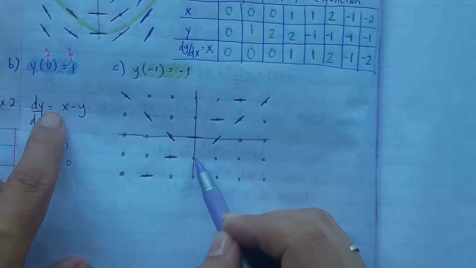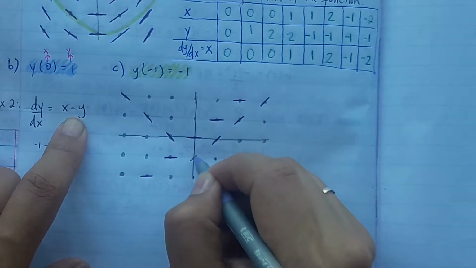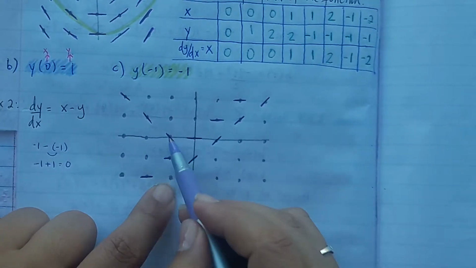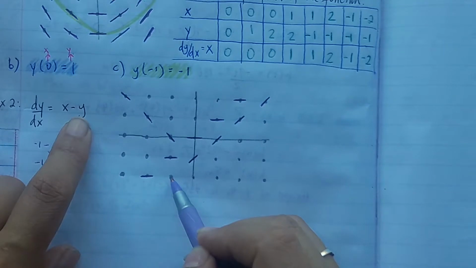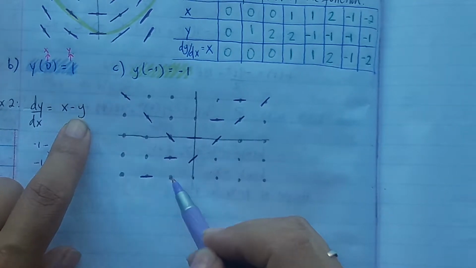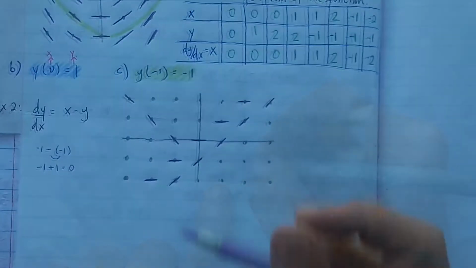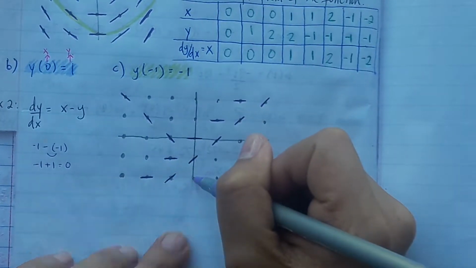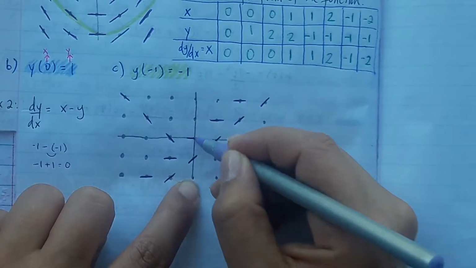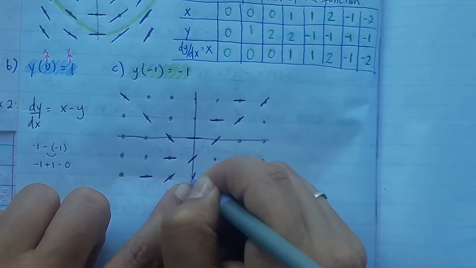0, negative 1 is going to be 0 minus negative 1, which is plus. So that's positive 1. That's 1 up, 1 right. Negative 1, negative 2 is negative 1 plus 2, which is positive 1. So 1 up, 1 right. Alright, 0, negative 2 will be 0 minus negative 2, which is positive 2. So up 2, right 1.